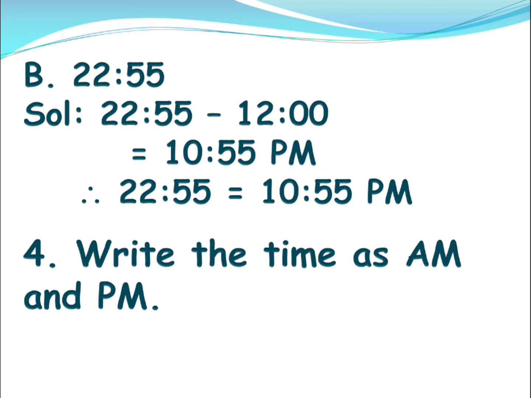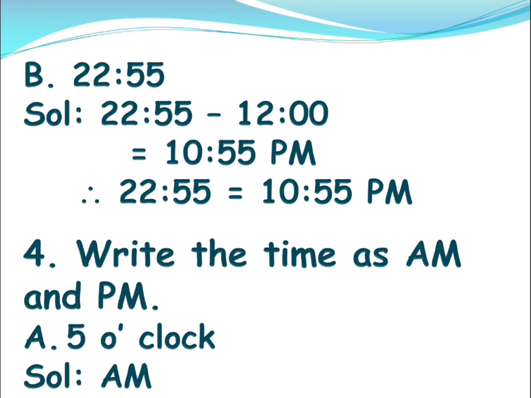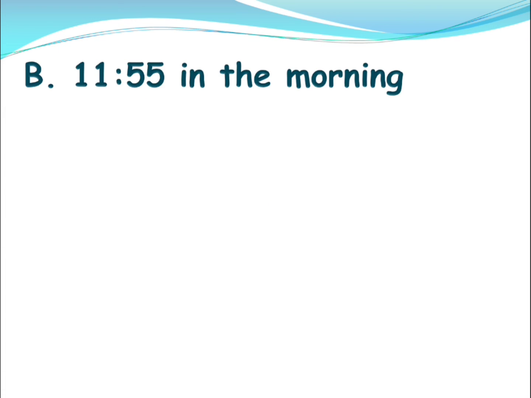Now you have given the time. Write the time as AM or PM. So they have given 12-hour clock time where you need to mention whether it is AM or PM. Okay. 5 o'clock. 5 o'clock is AM, isn't it, children? 11:55 in the morning. In the night it is PM. In the morning it is AM. So you will write AM.